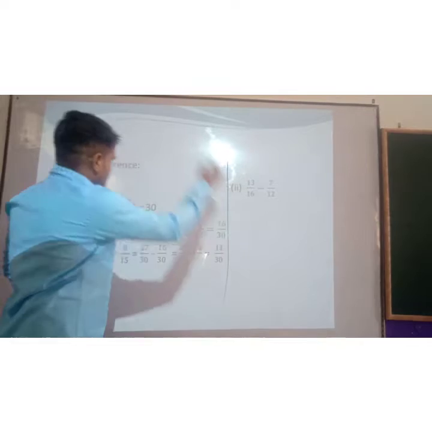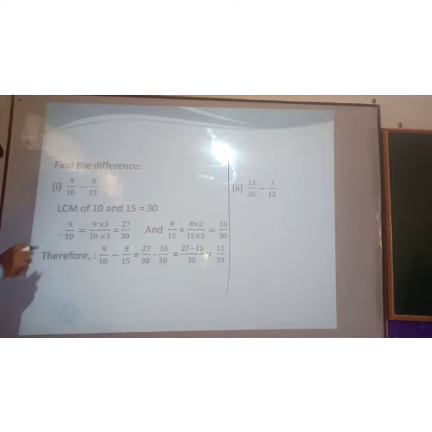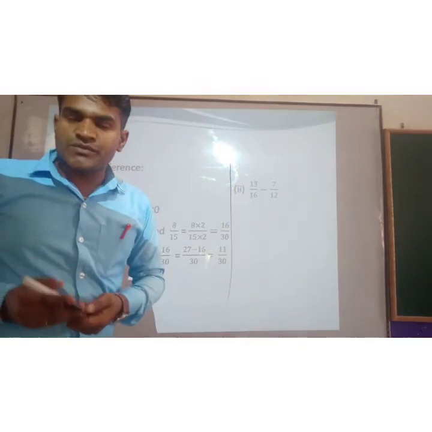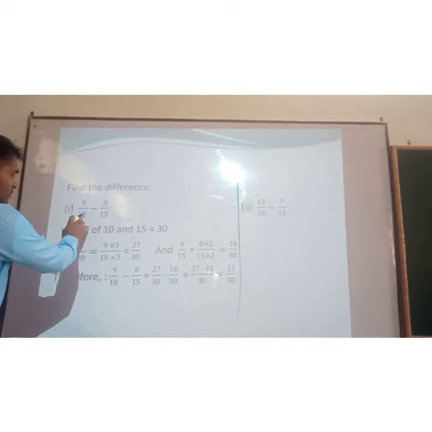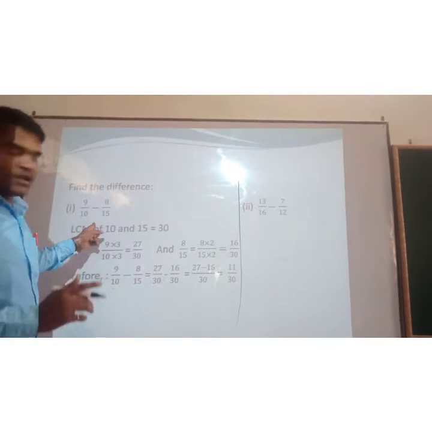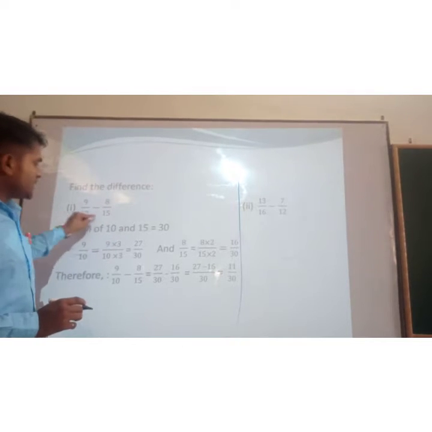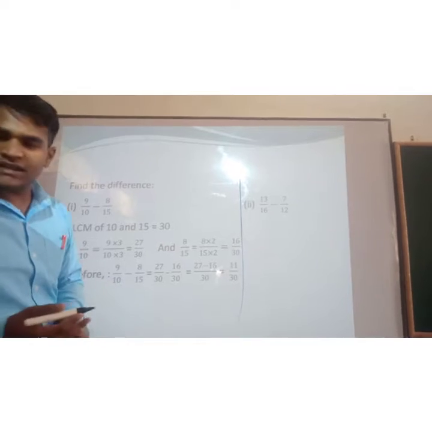So first see the first one: 9 upon 10 minus 8 upon 15. The denominators are different, they are not equal. It means first we have to take the LCM of the denominators. The LCM of 10 and 15 is 30. I hope everybody knows how to find the LCM.